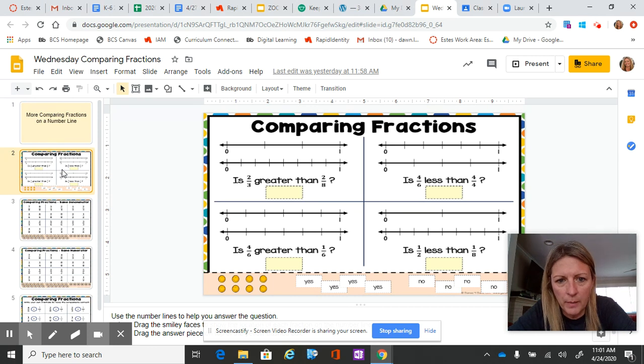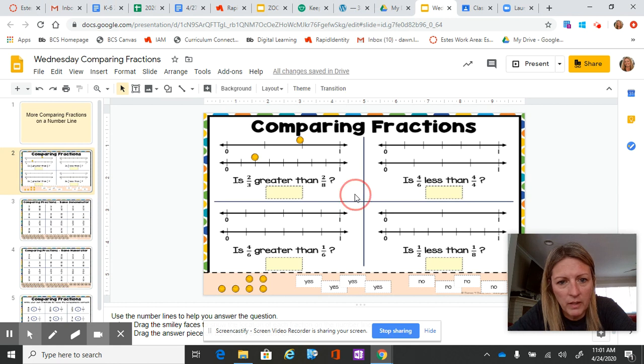This is some big concepts, but I want you to think about this first line. 1, 2, 3 sections. We're going to put the little smiley face on where 2 of the 3 sections is. And then the next line says, is it greater than 2/8? 1, 2, 3, 4, 5, 6, 7, 8. This number line is broken into 8 sections. So I'm going to put my little smiley face on where 2 of the 8 sections would be.